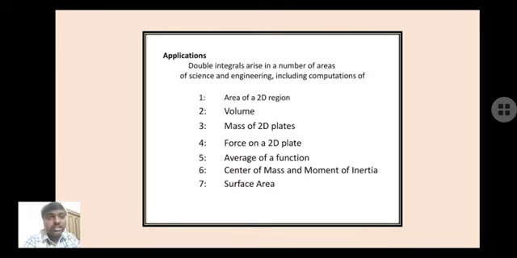applications of multiple integrals. With the help of multiple integrals, by using the double integration, I am calculating the area of a two-dimensional region. I am calculating volumes and mass of 2D plates and force of 2D plates, average of a function, center of mass, moment of inertia and surface areas. These are all the applications related to the double integration. So that's why there are vast applications based on double integration. That's why we learn double integration in a proper manner.